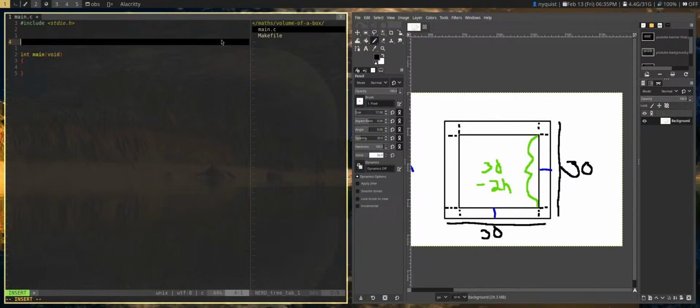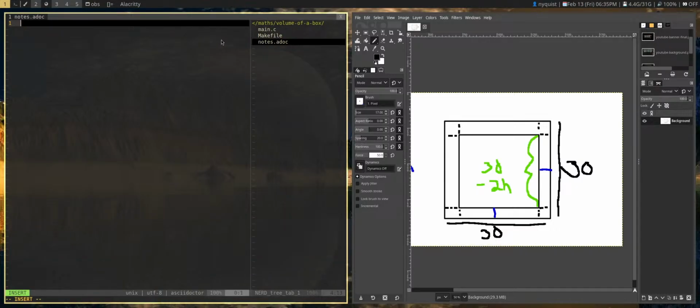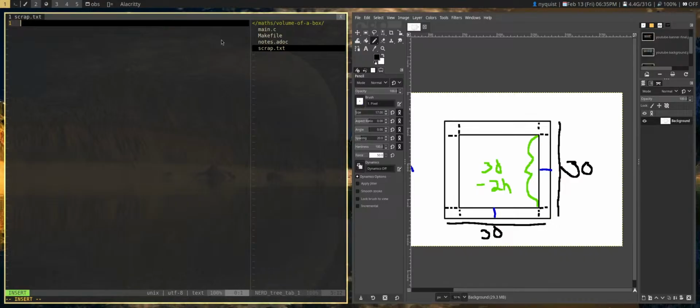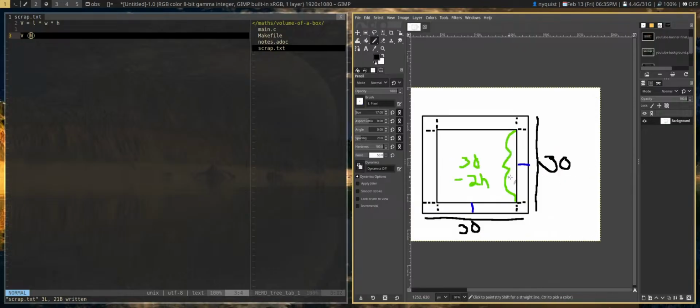So we know that... let's do this off on the side. Let's have notes.adoc, just so I can have a writing area. Let's just make it, I'll call it scrap.text. That'll work. So V equals length times width times height, something we already know. If we want to find the volume, we're going to have to do V of h. And I'm going through the Calculus for Dummies book, if you're curious.